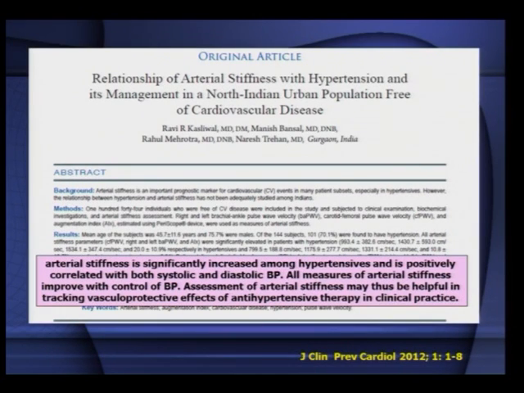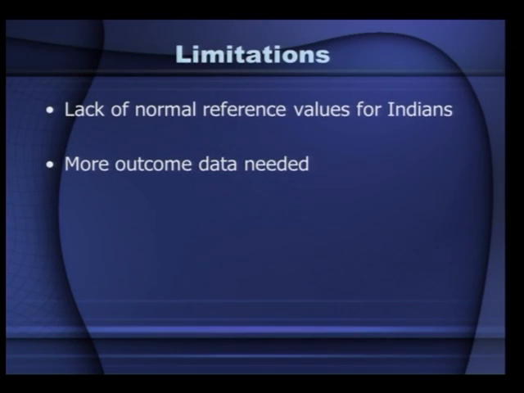And so this is the relationship of arterial stiffness and hypertension and management in a North Indian urban population. They say that arterial stiffness is significantly increased among hypertensives, positively correlated with both systolic and diastolic pressure. So it's not just ISH. All measures of arterial stiffness improve with control of BP. Assessment of arterial stiffness may thus be helpful in tracking vasculoprotective effects of certain drugs.